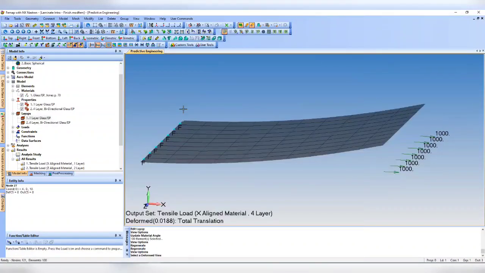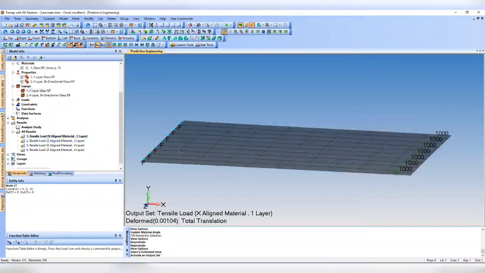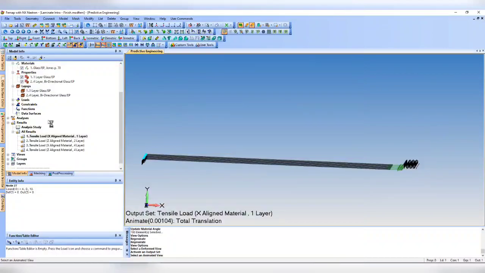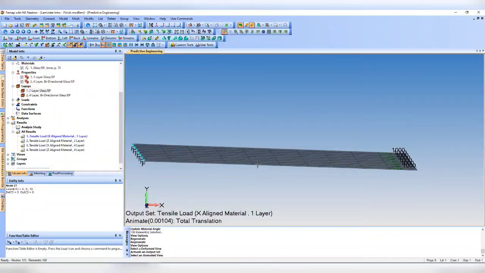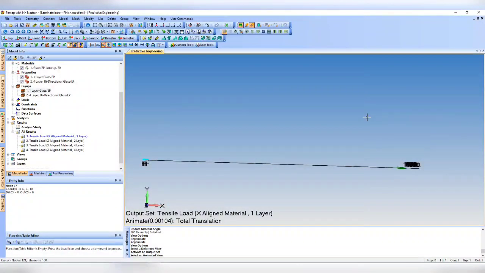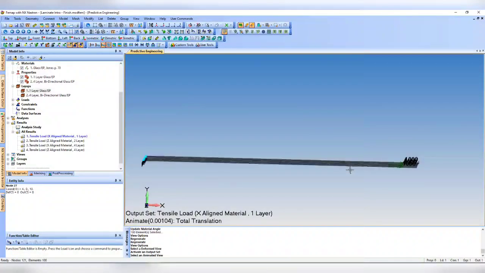Okay, so I'm gonna plot the deflection of just the 1 layer. This is just the 1 layer, okay? It's just this guy, 1 layer. And you can see that it's planar. You don't see any type of out of plane deflections, right?